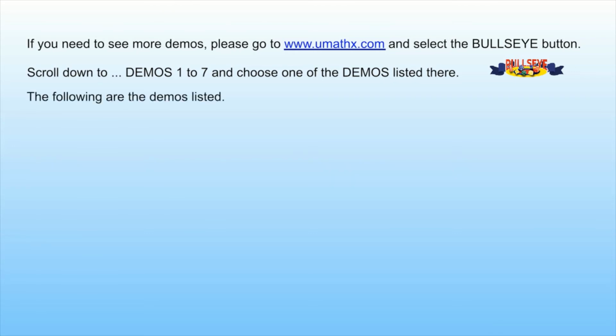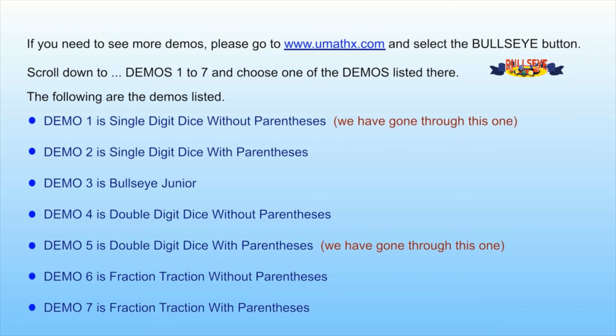The following are the demos listed. Demo 1 is single-digit dice, without parentheses. Demo 2 is single-digit dice, with parentheses. Demo 3 is Bullseye Junior. Demo 4 is double-digit dice, without parentheses. Demo 5 is double-digit dice, with parentheses. Demo 6 is fraction traction, without parentheses. And Demo 7 is fraction traction, with parentheses. Please note, we have already gone through Demo 1 and Demo 5.